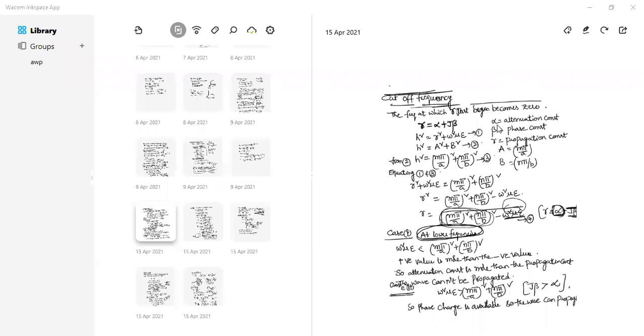Are all of you able to see whatever I have shared? Yes, ma'am, we are able to see. Yes. So this is the expression we have derived, the expression of gamma.